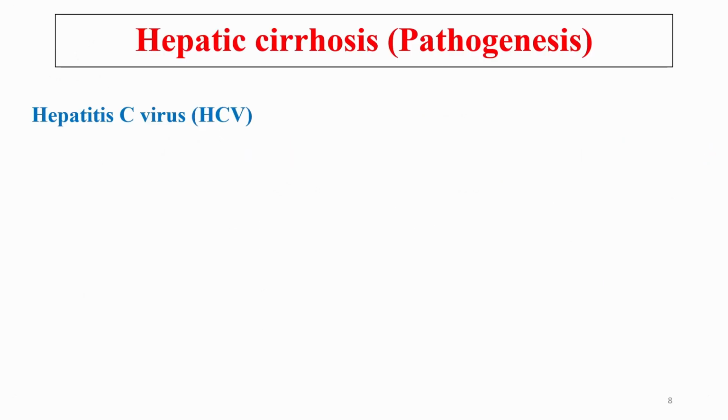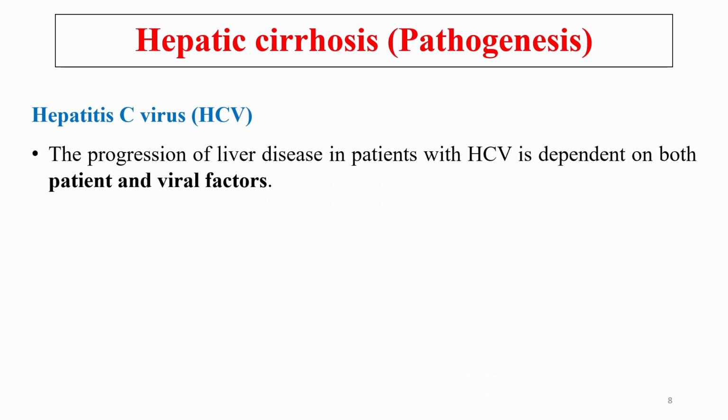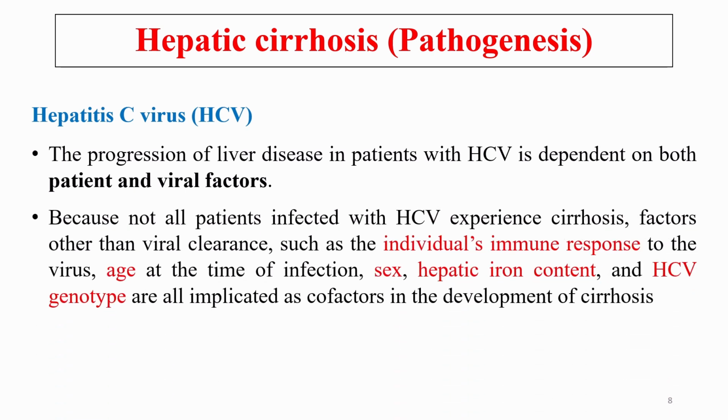Another major cause of cirrhosis worldwide is chronic infection with the hepatitis C virus, HCV. Not every person infected with HCV develops cirrhosis, so progression depends on multiple factors. Immune response. A stronger immune attack can lead to more inflammation and scarring. Age at infection. Older age is associated with faster fibrosis progression.